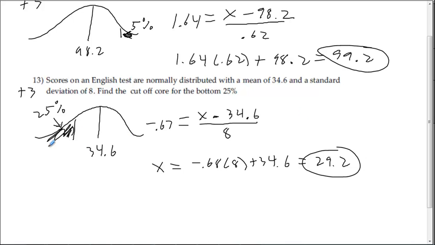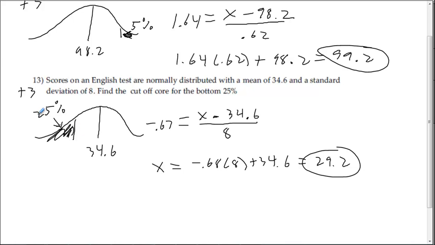And then on 13, they want to find out the cutoff for the bottom 25%. So draw your picture. There's the bottom 25%. If you look up the bottom 25% in your z-table, you get negative 0.67 standard deviations. So we know the z, we don't know the score, we know the average, and we know the standard deviation. Again, solve, cross multiply by 8, add 34.6, and we get a score of 29.2 is the cutoff for the bottom 25%.